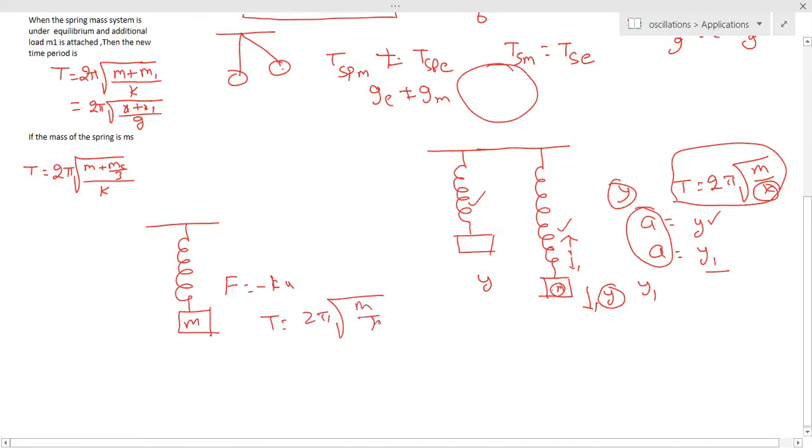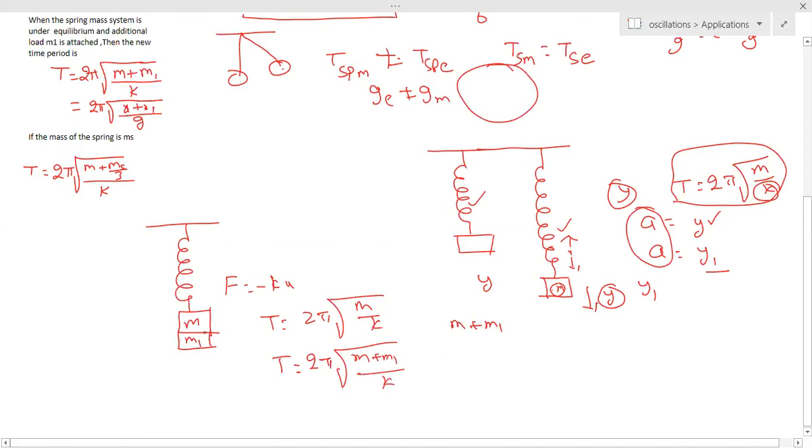m by k. Okay, now in this case, if I add some more mass m1, such that total mass will be equal to m plus m1. Now in this case, after adding this mass, if I oscillate, then what happens is, now this system, that is combination of m and m1, will oscillate with a time period T is equal to 2 pi root (m plus m1) by k. Okay, next.